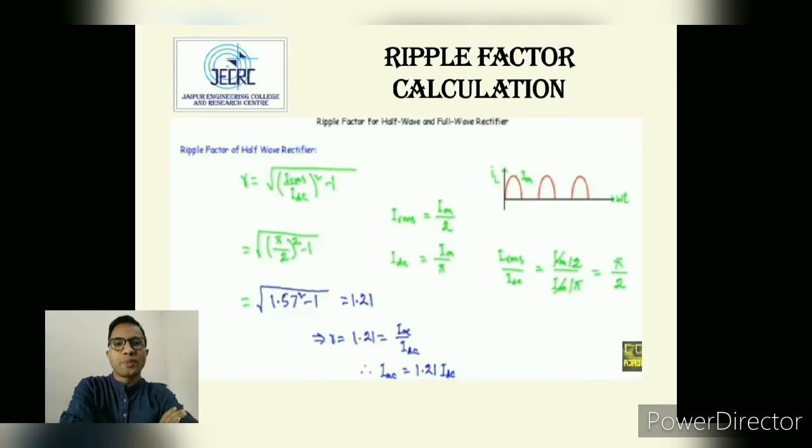This is the calculation of ripple factor. For ripple factor, we require VAC and VDC, and then ripple factor is VAC upon VDC. Ripple factor means unwanted AC signal in the output waveform. So its theoretical ripple factor is approximately 1.21.